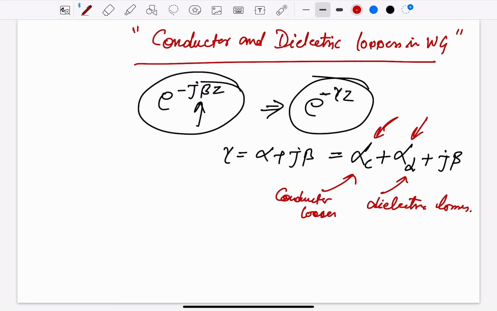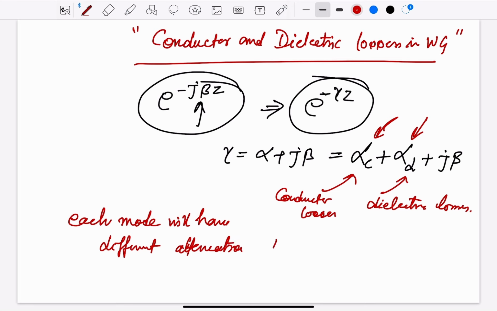Again I am repeating that each mode will have a different attenuation constant due to conductor losses.